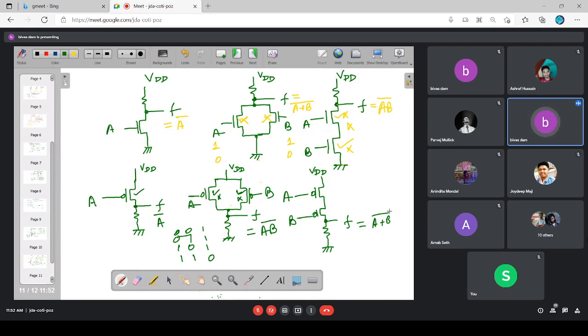So the ground potential will be available at the output. So for the 0, 0 input combination only, the output is 1. Otherwise, the output is 0. So that is nothing but the NOR operation.